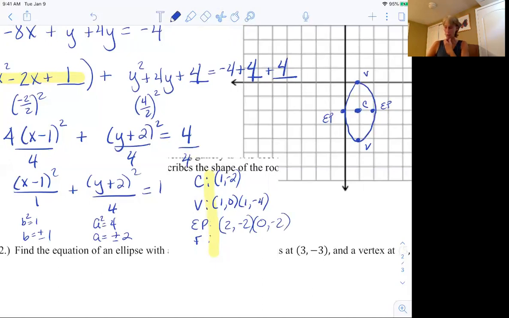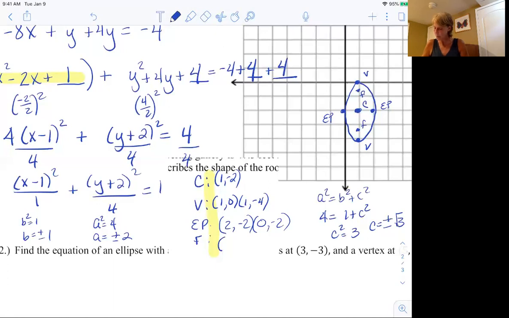And then my foci are going to be the c movement: a squared equals b squared plus c squared. So my a squared is 4 equals 1 plus c squared. C squared is 3. So my c movement is plus or minus radical 3. It's just, what is the square root of 3? It's a number between 1 and 2. Up 1 and a little bit, there's my focus. Down 1 and a little bit, there's my focus. Squishy picture. Not a big deal. Try to be as careful as possible.